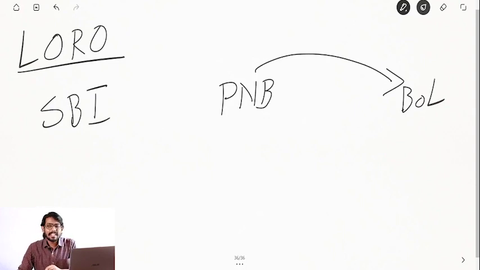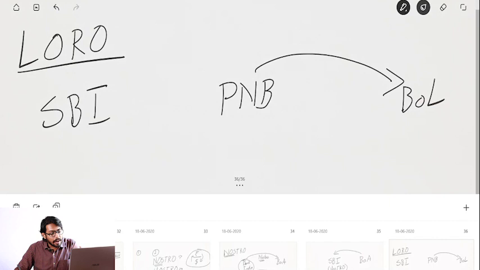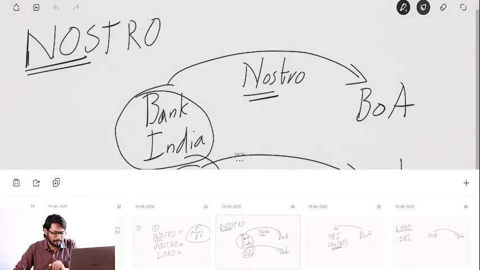Now you might have the confusion: Nostro understandable, Vostro also understandable. What the hell is Loro? There are thousands of banks having thousands of accounts with thousands of other banks. Everything is my Loro. How many Loro accounts do I have? Pay attention. Let's understand the working of Nostro, Vostro and Loro.